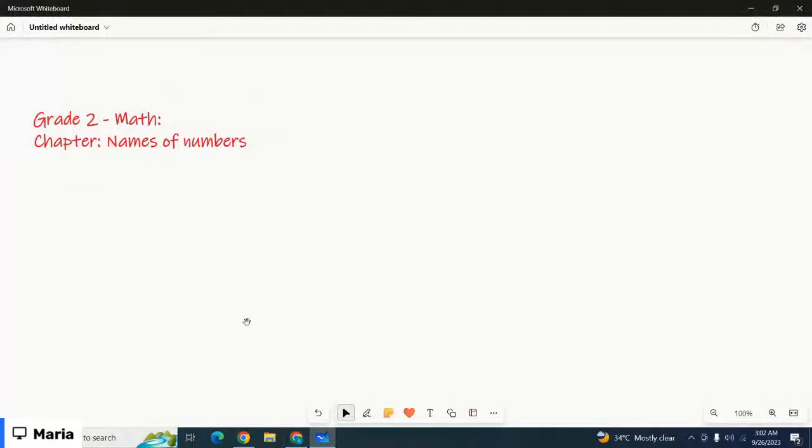We are here for grade 2 math. You can find all the lessons on aplusstudents.com. You have to log in there using your email address and password as provided by the administrator. Then you have to select math from the subject tab.